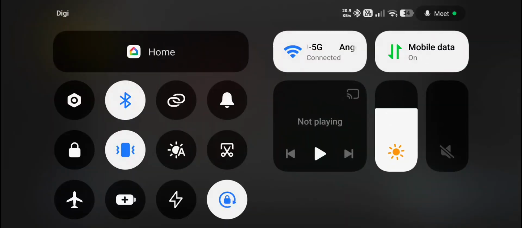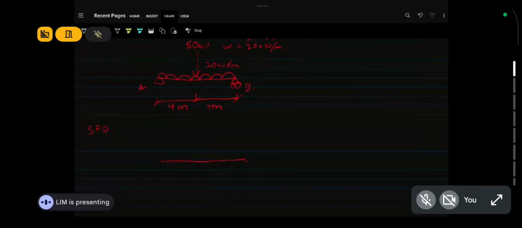The way you start SFD, always start from the left-hand side. You start drawing SFD from the left-hand side. Now, to start drawing from the left-hand side, you need to know what the value on the left-hand side is. What do you think the value of the left-hand side is? It's the support reaction.